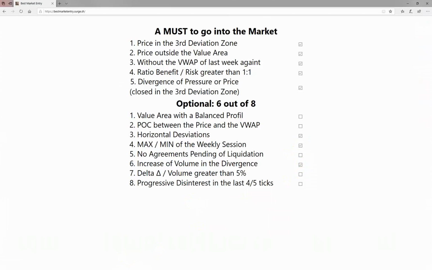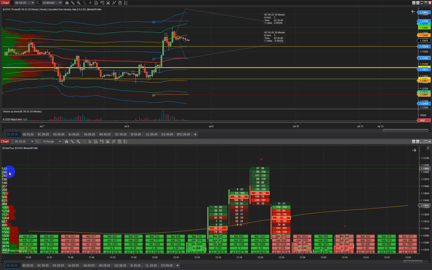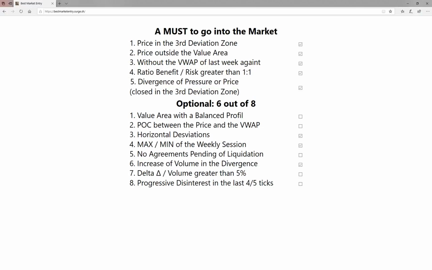So we have agreements pending, we have an increase of volume, we don't have a delta that is greater than 5, and the last one is, do we have a progressive disinterest in the last 4 or 5? No, we have 143, 246. The next one should be like 247. It's okay. The next one should be 248 at least, and it's not, and the fifth either. So for here it will be a no-go.